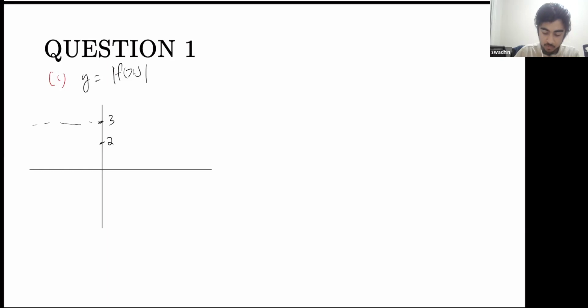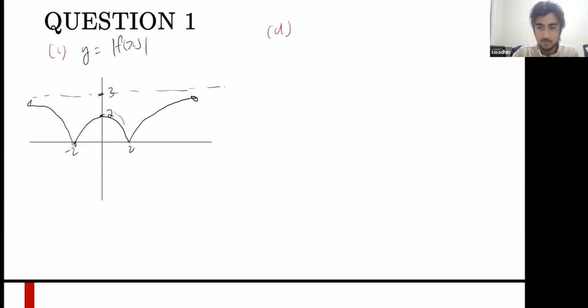The asymptotes will stay the same if it's above the x-axis. If it's not, then it's going to have to change. But in this case, it is. So this is what the absolute value graph would look like. Just the bottom part gets reflected above the x-axis. And now, y is equal to f(|x|).